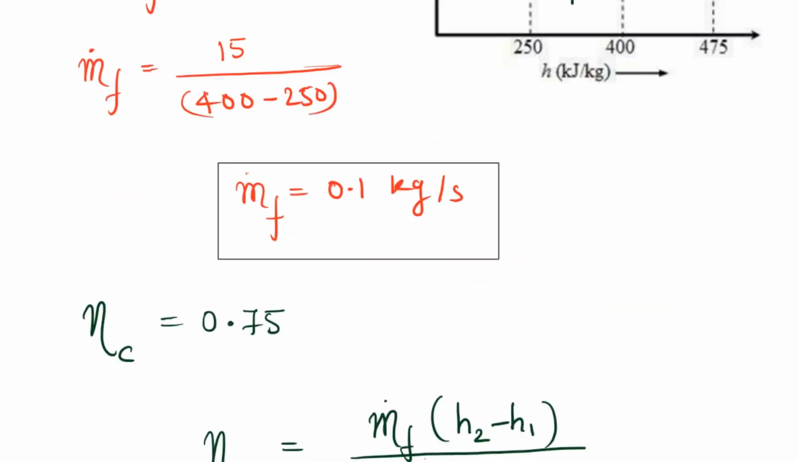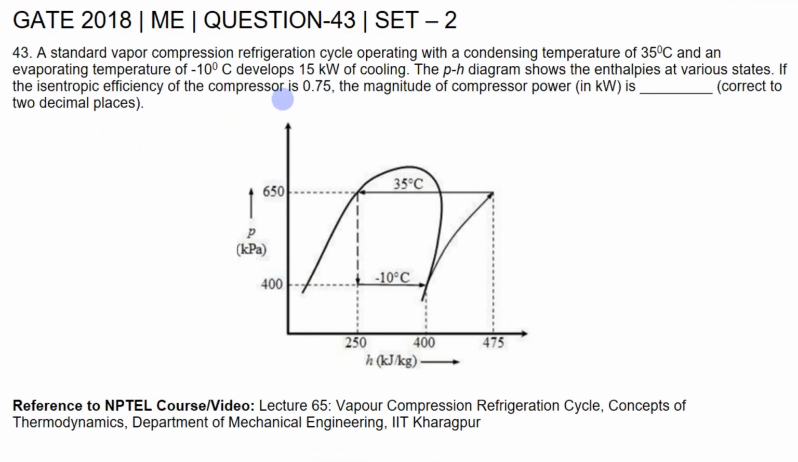Now let's go back to the problem and fill in the blank. So the magnitude of compressor power in kilowatt is 10. And this is our final answer.